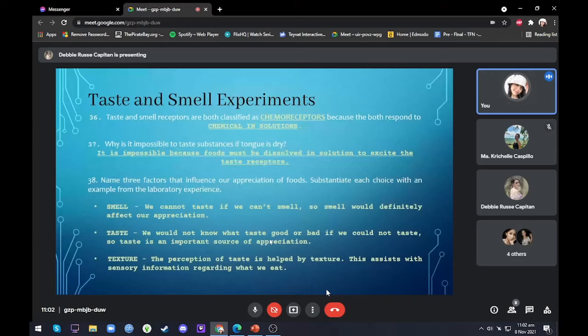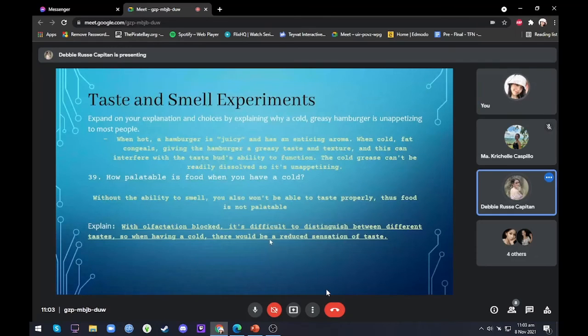Number 38. Name three factors that influence our appreciation of food. Substantiate each choice as an example from the laboratory experience. So the smell, we cannot taste if we cannot smell. So smell would definitely affect our appreciation. Number 2, taste. We would not know what tastes good or bad if we could not taste. So taste is an important source of appreciation. Texture. The perception of taste is helped by texture. This assists with sensory information regarding what we eat.